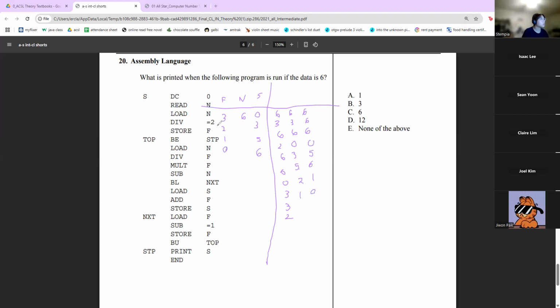It is equal to 0, so we're just going to go down here and print that, which is it. Wow, I don't know what I was doing earlier, but clearly it was not correct. Yeah, the answer to this is just going to be C, which is 6.